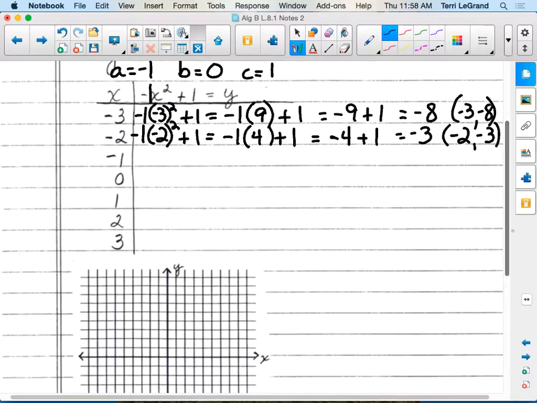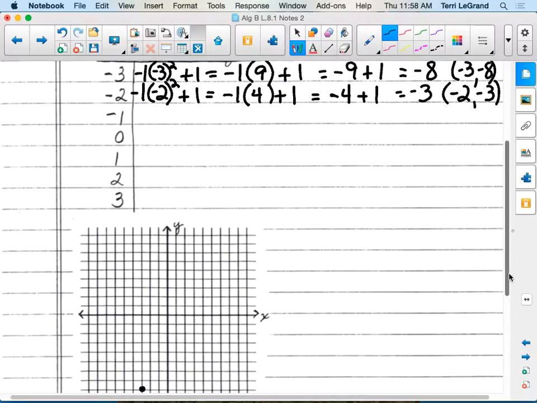Okay, you're on your own. Go get the rest of that table. You can find them all and then go graph them, or you can graph them as you get them. It's your call.